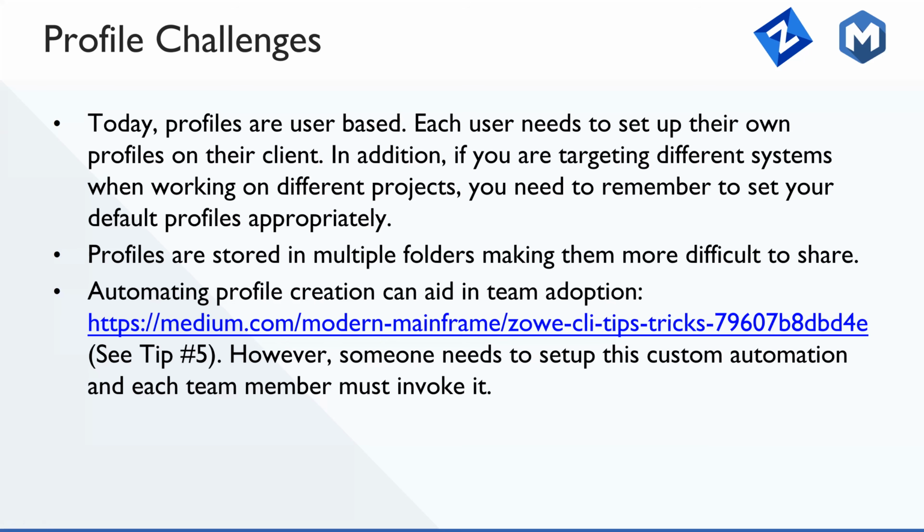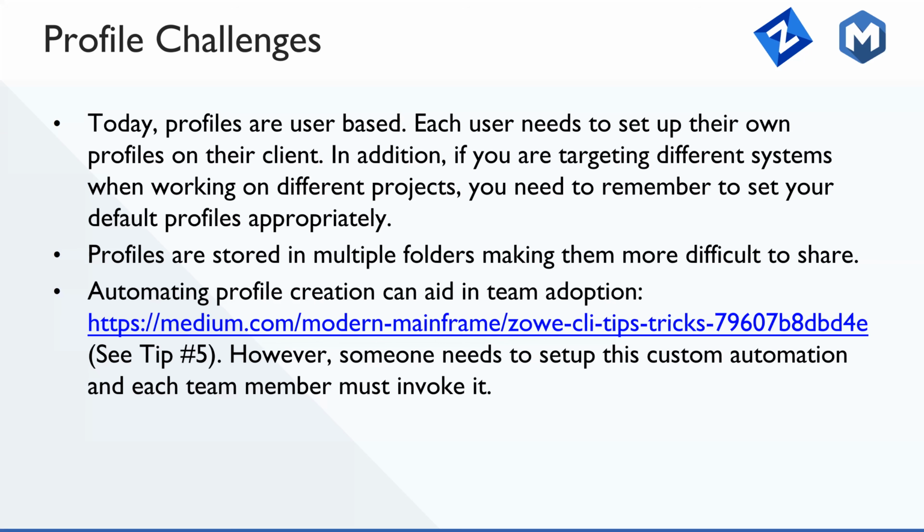I remember the other day I was working on a COBOL CICS application, and I leveraged, for example, the File Master Plus plugin to perform a copy. Basically, I was trying to deploy my application to a test environment. And I found out I was copying on the wrong LPAR because I hadn't repositioned my client to talk to the LPAR for that project. So that's one difficulty. And then profiles are stored in multiple folders, which makes them difficult to share, especially when you're storing username and password in multiple files, if you're not taking advantage of base profiles. That can become difficult.